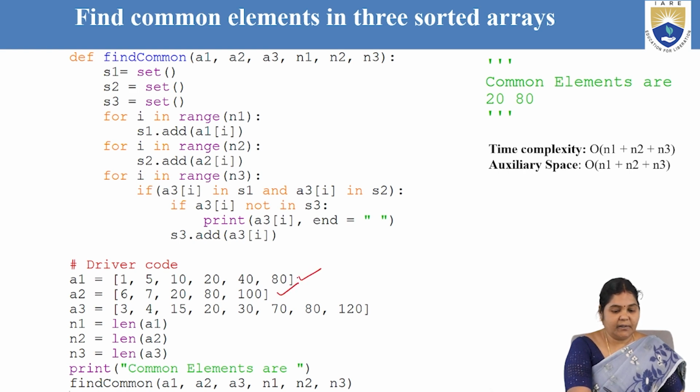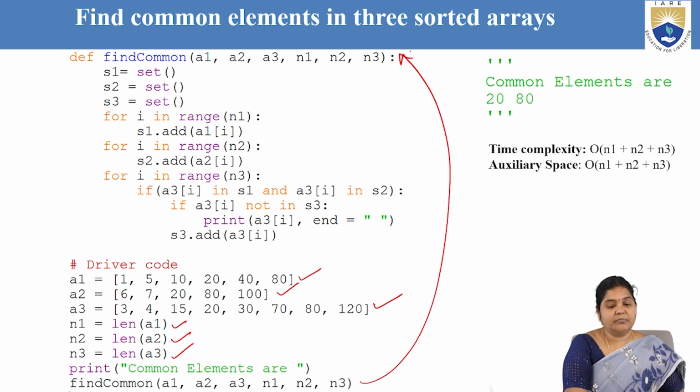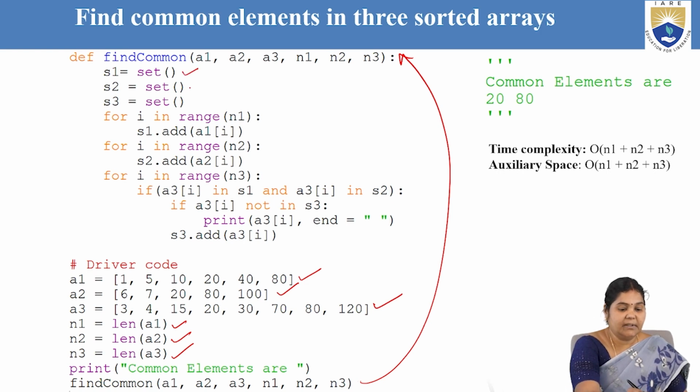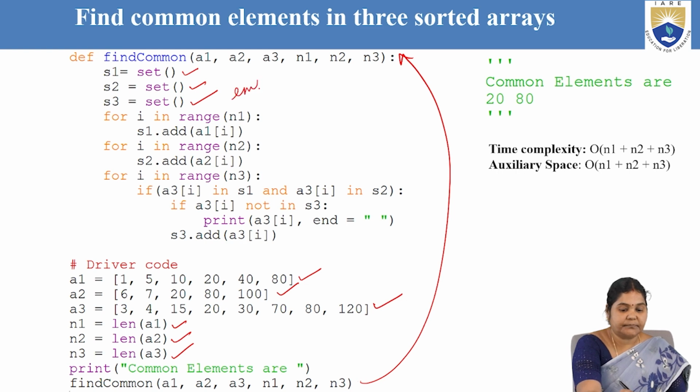Suppose A1, A2, A3 are the original arrays and the lengths of these three arrays are N1, N2 and N3. Now call a function find common elements and pass these three arrays and their sizes. When you call this, control comes to this function. Here we have created set 1, set 2 and set 3, three sets which are initially empty.